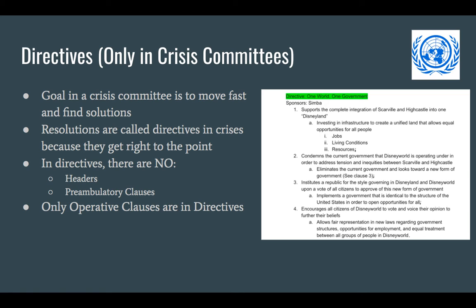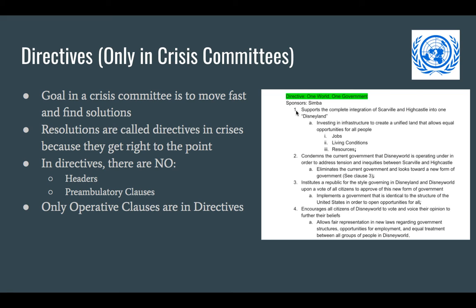So resolutions are called directives because they get right to the point. They go directly to the point. They don't do all of the crazy fluff, if that makes sense. So you have your header, and there are no detailed headers. It is very much directive name, and the sponsors and signatories. That's it. In this case, there were no signatories on this, but normally there would be a couple.